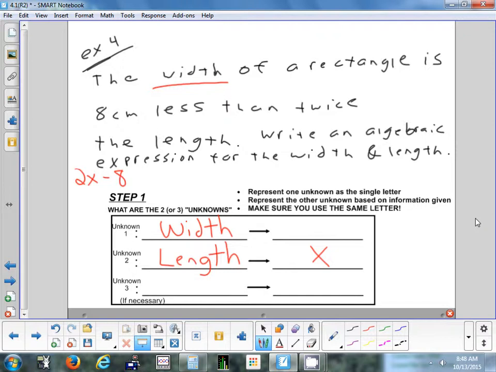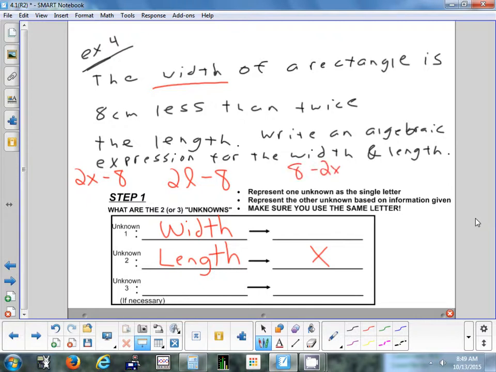Anybody have anything different? Victor? I put 2L because of. Oh, you use 2L? What I would do for just an L, Victor, is kind of make it like that, so it doesn't look like a 1. All right, so 2L, say the rest of it. Minus 8. Anybody, anything else? Justin? I accidentally switched it. I did 8 minus 2x.